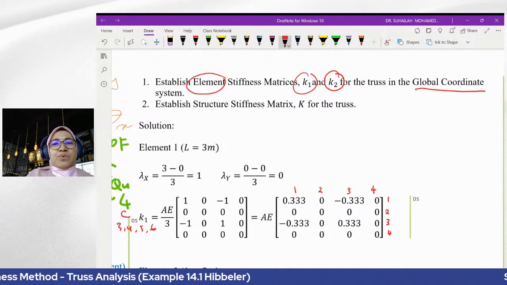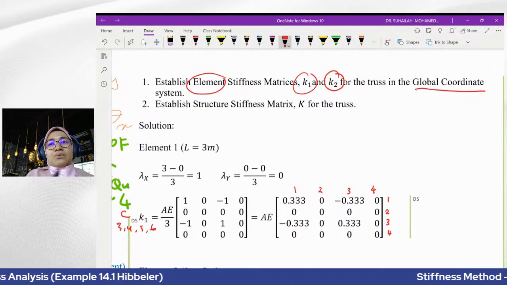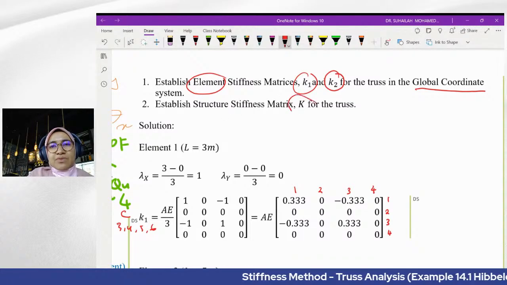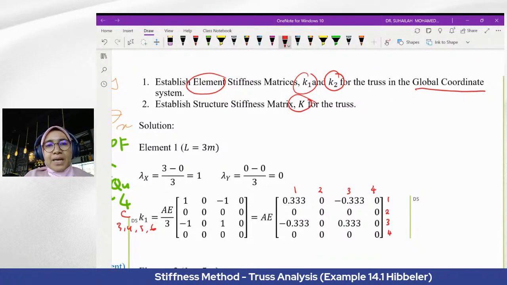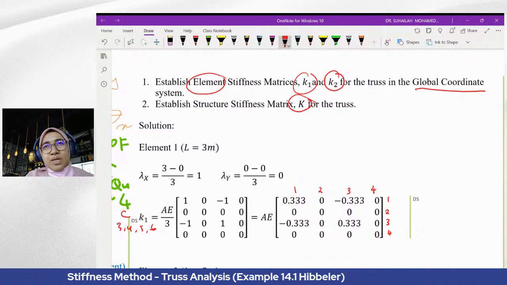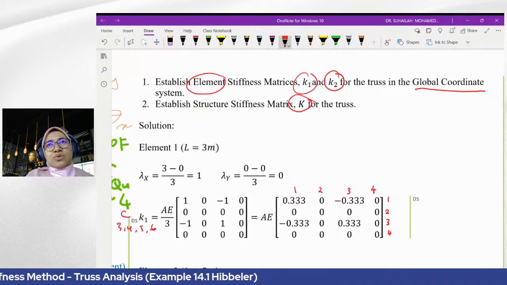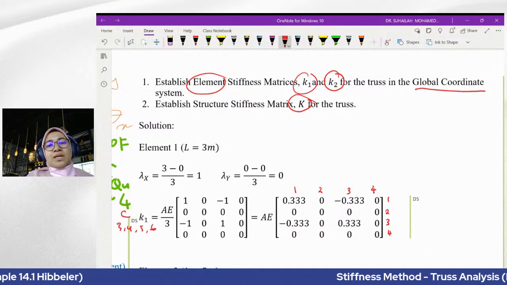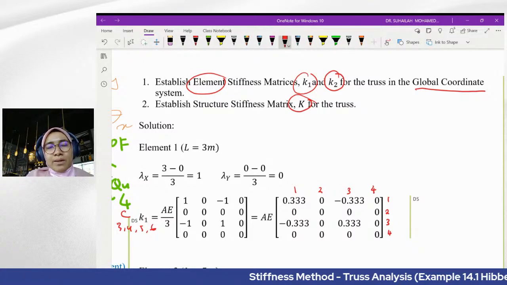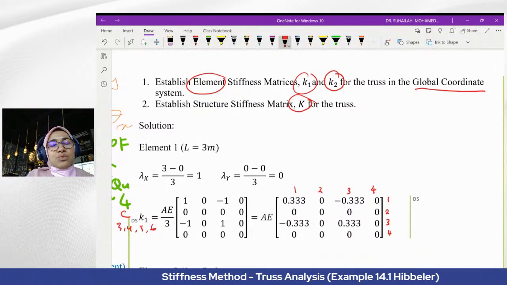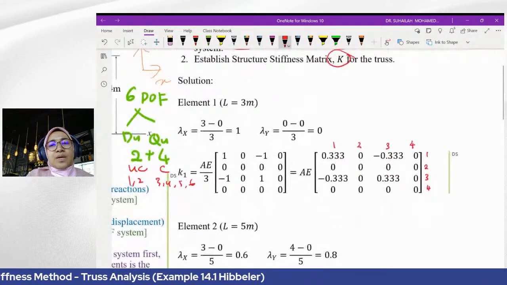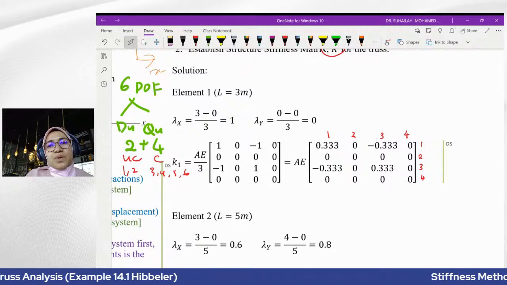And after that, we have to combine K1 and K2 to get the structure stiffness matrix, capital K. Okay, how to do this? We have to analyze separate elements separately. We have to analyze element 1, K1, and element 2, K2. Actually, we are given the formula.